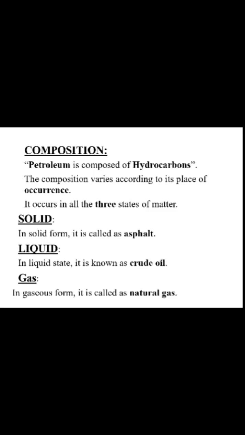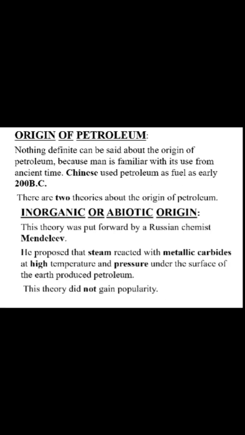It is made up of hydrocarbons, and these hydrocarbons can be solid in the form of asphalt, liquid called crude oil, and in the gaseous state called natural gas. We cannot say any definite theory or principle about the origin of petroleum, because it has been used since very old times; the Chinese used petroleum as a fuel as early as 200 BC. There are two theories related to the origin.